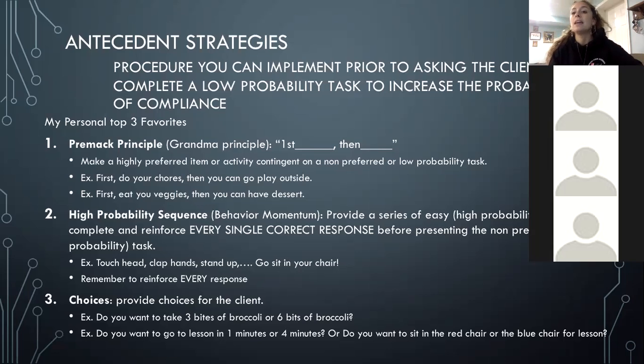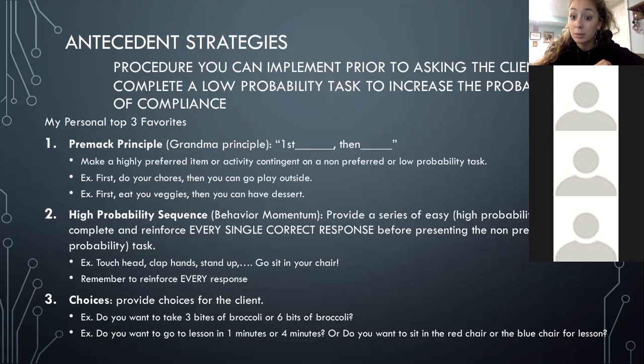Premack principle. It is my all-time favorite. I think I used it like 30 times in a 2-hour observation that I did just today. First this, then that. So you're just creating a quick contingency. You are putting preferred activities contingent on that non-preferred task you're about to ask them to do.